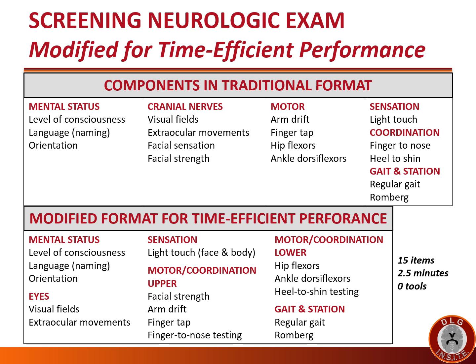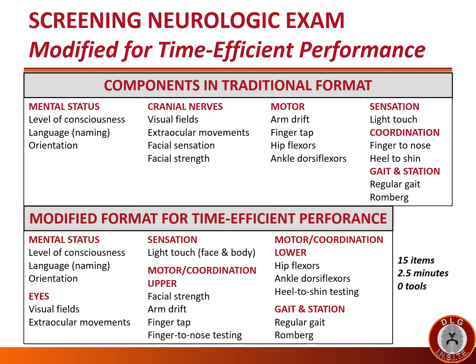The screening neurologic exam consists of 3 mental status components: level of consciousness, language, and orientation; 4 cranial nerve components: visual fields, extraocular movements, facial sensation, and facial strength; 4 motor components: arm drift, finger tap, hip flexors, and ankle dorsiflexors; 1 sensation component, light touch; 2 coordination components, finger to nose testing and heel to shin testing; and 2 gait and station assessments, regular gait and Romberg.